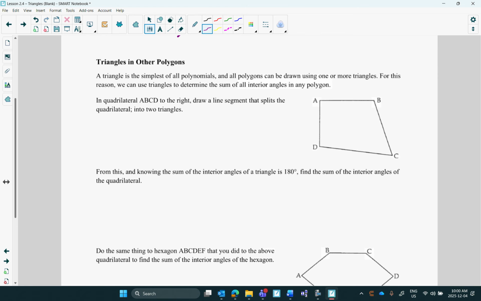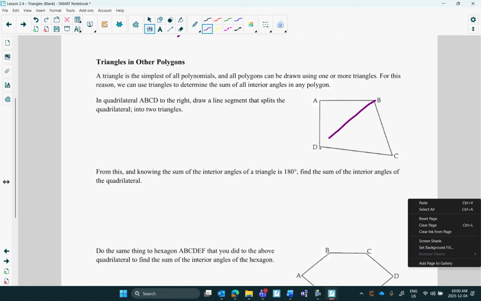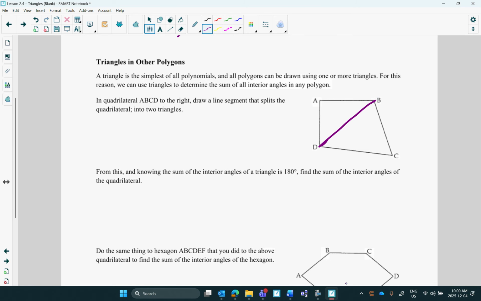If you take any polygon, any size, 4, 5, 6, 7, 8, 9, 10, 20, 30, 40, you can always create a number of triangles by drawing segments inside. So how many triangles could I create if I drew a segment inside? 2, right? So if it's a 4-sided shape, I could create 2.